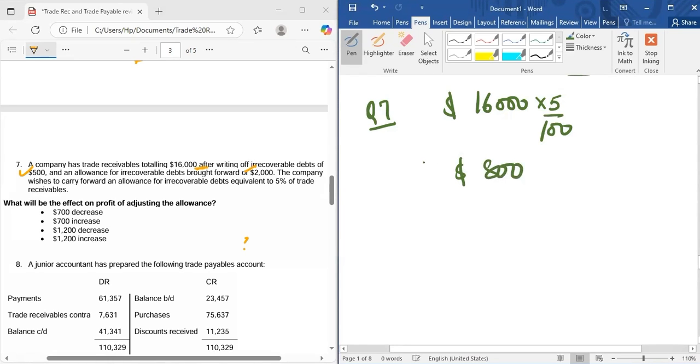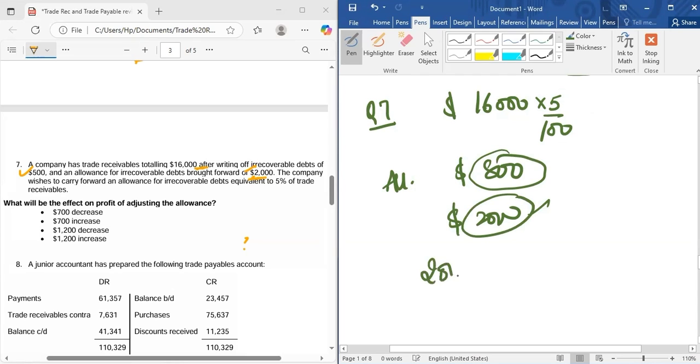What will be the effect on profit of adjusting the allowance? So this should be our allowance, but actually the allowance which we have brought forward is, sorry, $2,000. Are you understanding what is happening here? At the start of the year, our allowance was 2,000. But at the year end, we have to maintain our allowance of 5% of trade receivables, which is this amount. So the allowance has decreased. Initially, it was 2,000 and now it has come down to 800. So the allowance has decreased by $1,200.